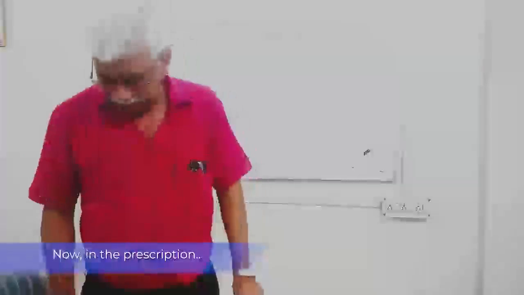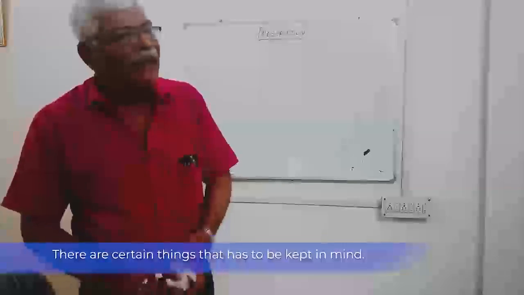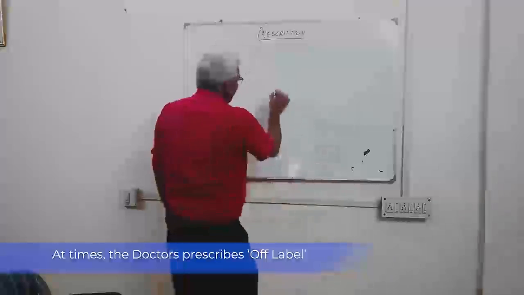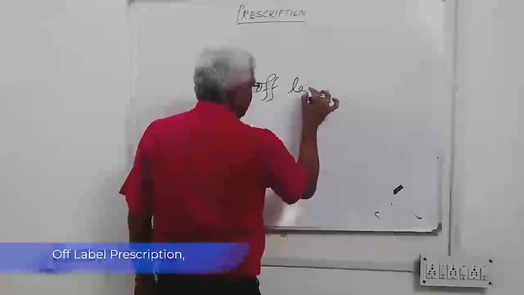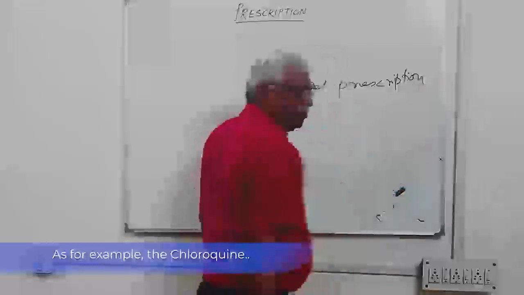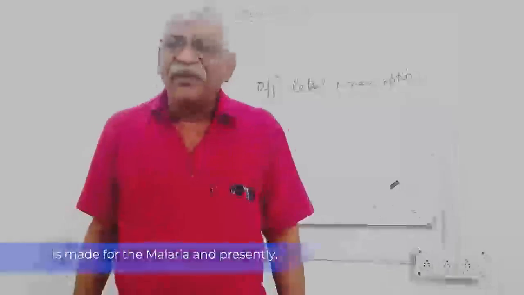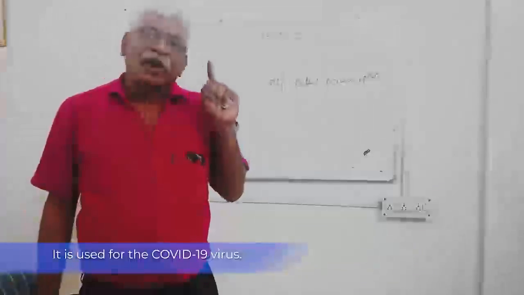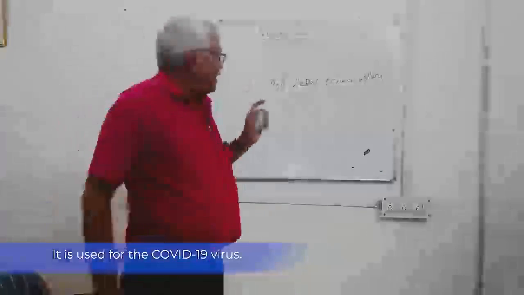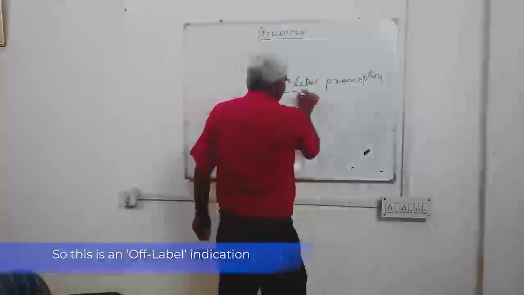Now in the prescription, there are certain things that have to be kept in mind. What is that? At times, the doctor prescribes off-label. As for example, chloroquine is meant for malaria and presently it is being used for the COVID-19 virus. So this is an off-label indication.